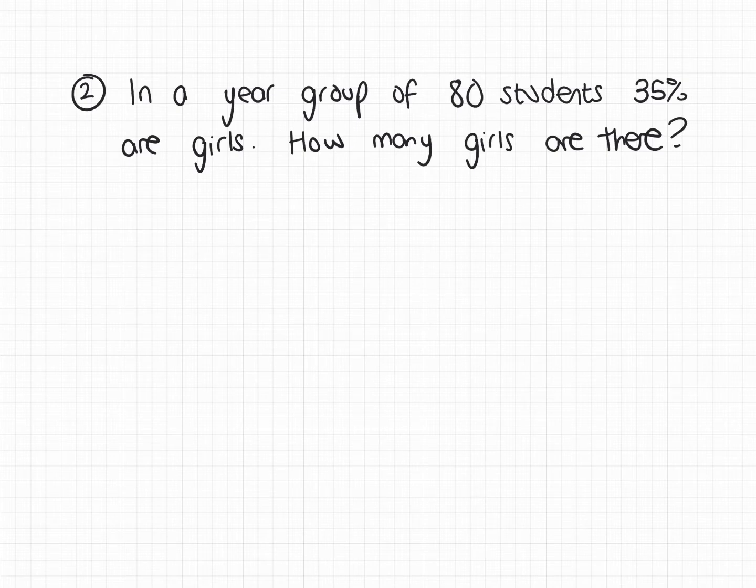Okay, example number 2 then. So in a year group of 80 students, 35% of them are girls. How many girls are they? So what we're doing is we're trying to work out 35% of 80.